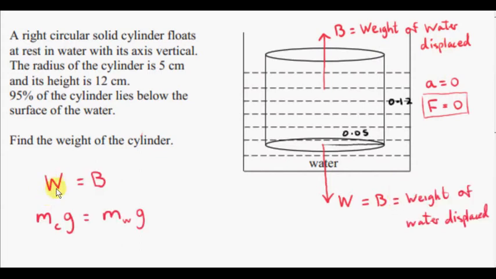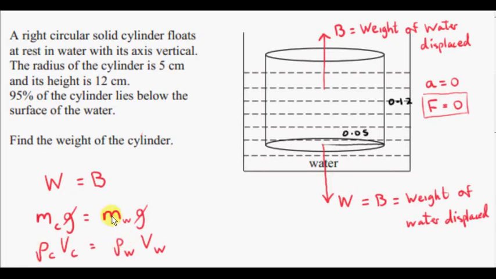Okay, to get the weight of the cylinder, we need the mass of the cylinder, which I'm writing as mc, times g. To get the buoyancy force, which is the weight of the water displaced for a floating object, we have to get the mass of the water displaced as mw times g. So you can see that the g's cancel from both sides. To get the mass of the cylinder, we can use the volume of the cylinder, because we can actually calculate the volume. We have the dimensions of this cylinder. But we need to multiply the density of the cylinder, rho c, by the volume of the cylinder. The density of the cylinder is what we don't know.